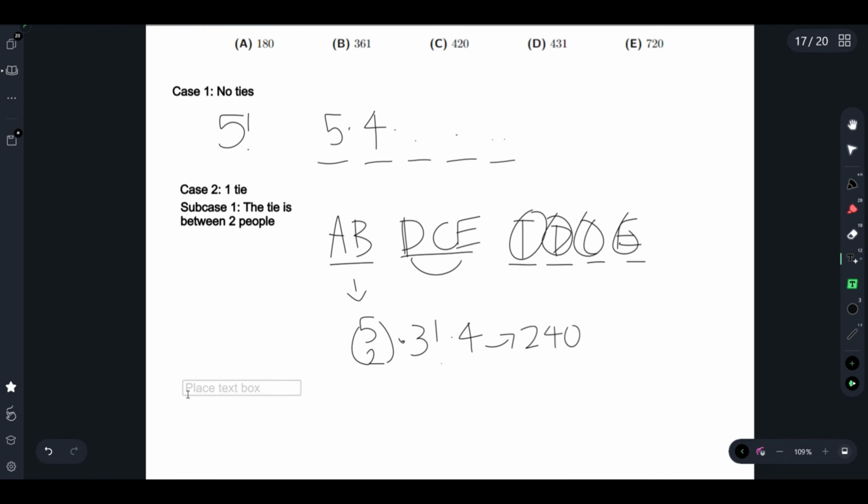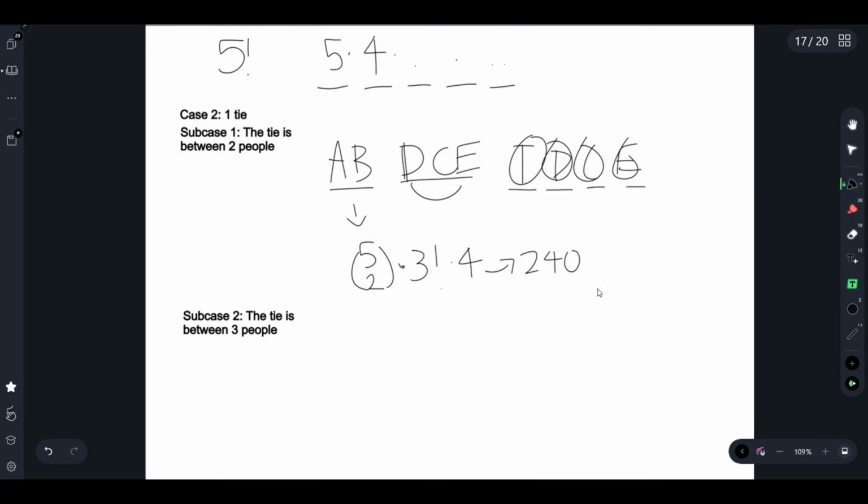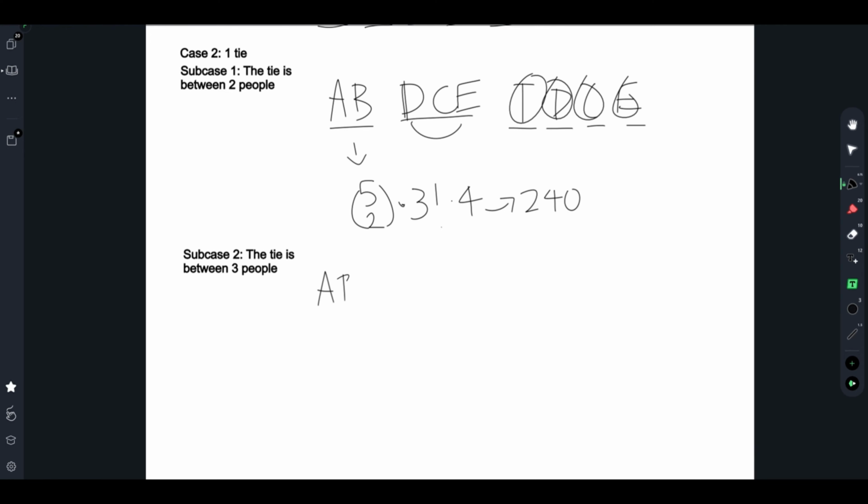Subcase 2. The tie is between 3 people, so like a 3-way tie. Let's say A, B, C tie. This gives us 5 choose 3. D and E are left. There's 2 factorial ways to arrange them. And tie, D, E, there's 3 places for the tie to go. So this is 60.